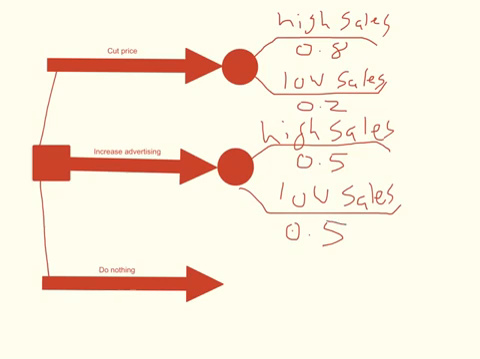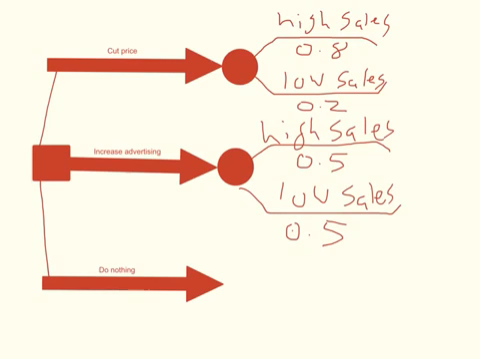So now we have, a quick recap, the square to start the decision tree, the options available, which are to cut the price, increase advertising, or do nothing. And then the circle signifies that there are possible outcomes. And we've now put the outcomes on there, which is expressed as probability, which must add up to 1. So each outcome must add up to 1. So this is one separate outcome, and this is obviously a second outcome because it's for a different option.